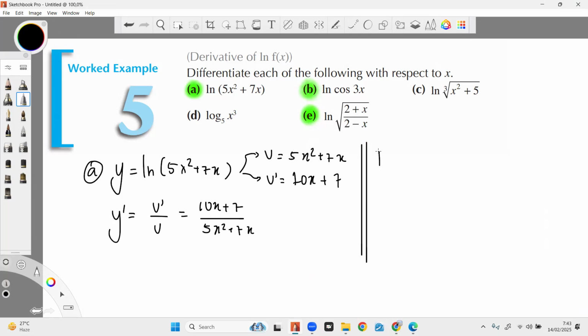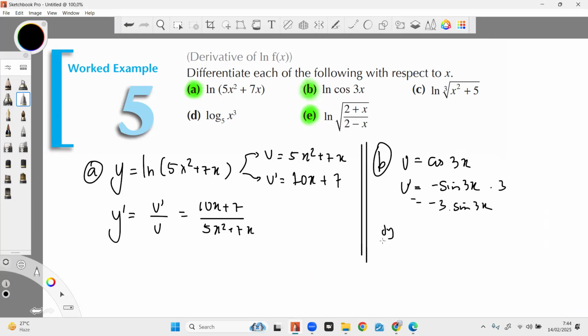B. What is u? cos 3x. What is u accent then? Negative sine 3x. Are we finished? No. Times 3, by the chain rule of the inside angle. Remember the trick and the inside. Times 3. Therefore, negative 3 sine 3x.